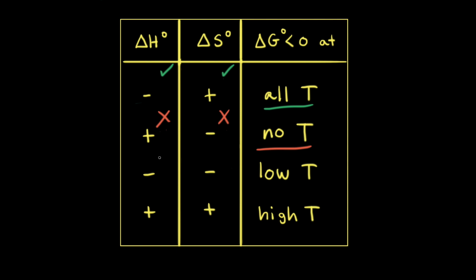When delta H naught is favorable and delta S naught is unfavorable, the forward process is only thermodynamically favorable at low temperatures. And finally, if delta H naught is unfavorable, but delta S naught is favorable, the forward process is thermodynamically favorable only at high temperatures.